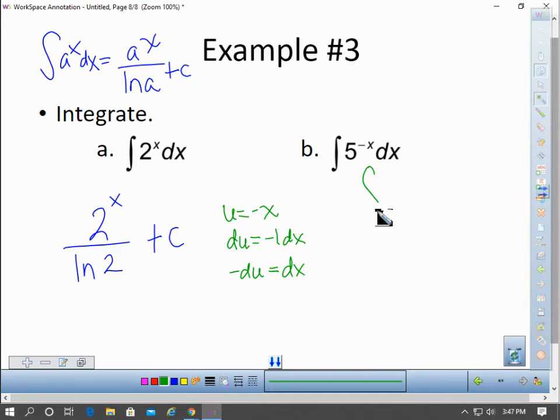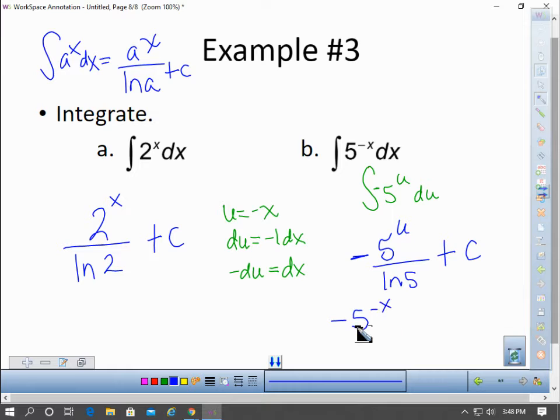So now I'm going to trade out. So this is 5 to the u, and in place of dx, I'm going to put negative du. So I just have an extra negative. So when I do my antiderivative, I'm going to keep the negative. 5 to the u is its own antiderivative, but we have to remember to divide by the natural log of our base 5 and then add c. And then we just plug our u back in. So this will be negative 5 raised to the negative x divided by the natural log of 5.